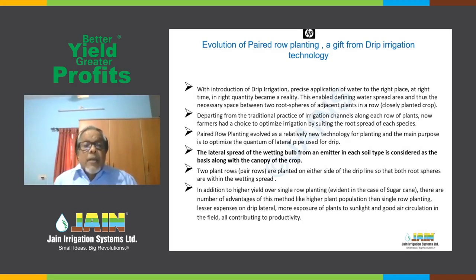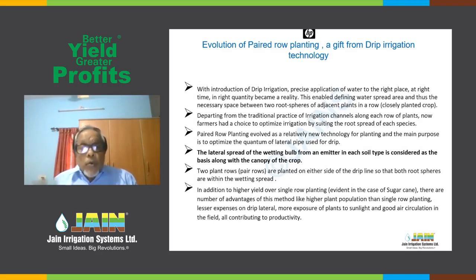With drip irrigation, we could enter and make a lot of changes. Paired row planting evolved as a relatively new technology for planting, and the main purpose is to optimize the quantum of lateral pipe in the field. The lateral spread of the wetting bulb from an emitter in each soil type is considered as the basis, along with the canopy of the crop. The two things, the lateral spread of the wetting bulb on the surface plus the canopy of the crop, these two considerations helped in bringing the paired row technology.